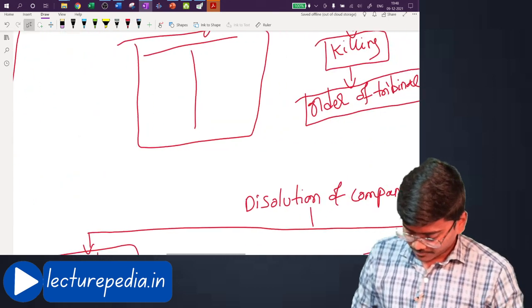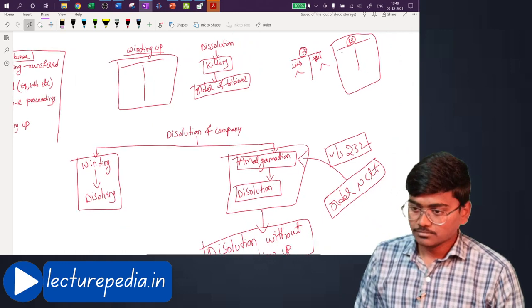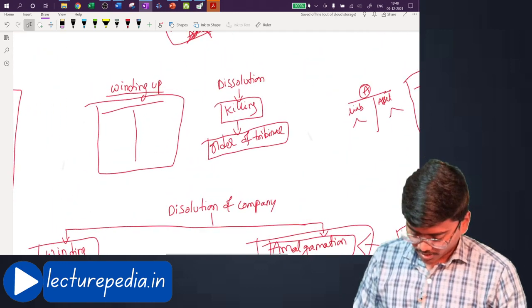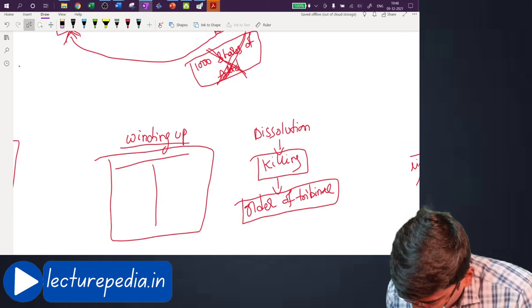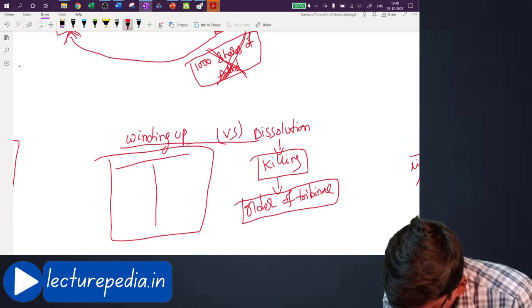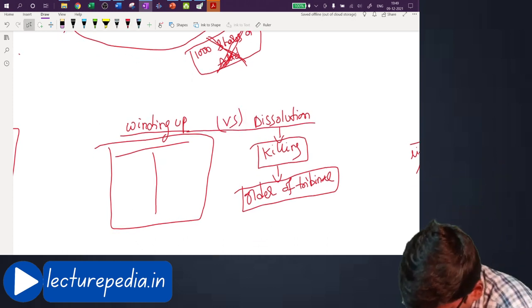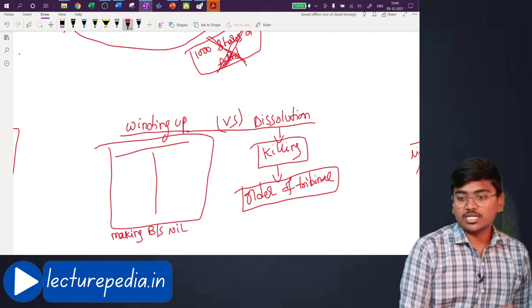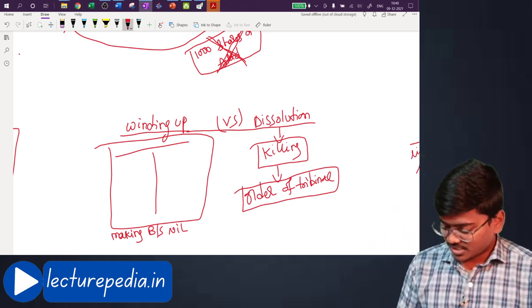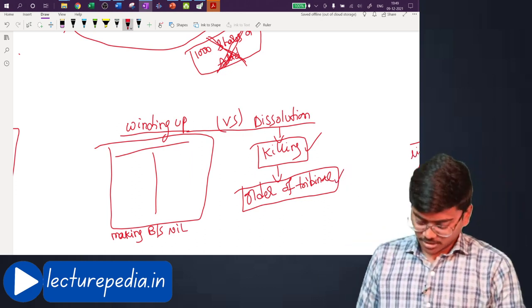I didn't give you the time. You can note down this entire concept. First of all, write the difference between winding up and dissolution. Winding up versus dissolution. Winding up means making the balance sheet nil, or you can write selling of assets and discharging liabilities. Dissolution means killing the company. How will you kill it? Through an order of the tribunal. That is dissolution.